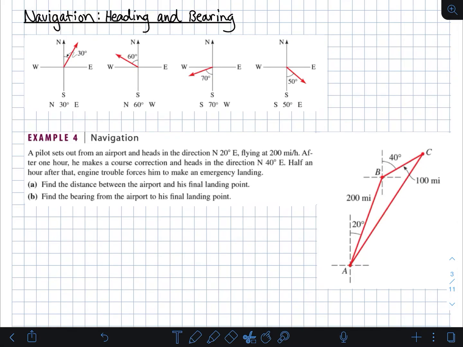This application of the law of cosines is a navigation problem. So we're going to talk about heading and bearing. Here's some new notation that you may not have seen before.